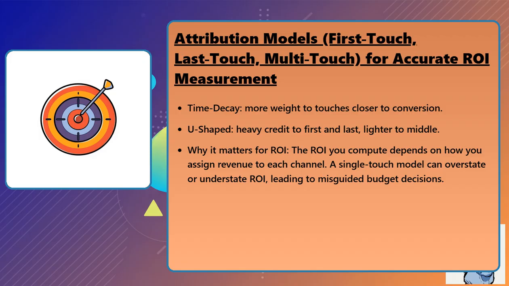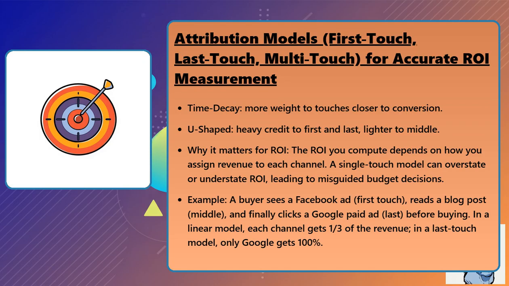Why it matters for ROI. The ROI you compute depends on how you assign revenue to each channel. A single touch model can overstate or understate ROI, leading to misguided budget decisions. Example: a buyer sees a Facebook ad first touch, reads a blog post middle, and finally clicks a Google paid ad last before buying. In a linear model, each channel gets 1/3 of the revenue. In a last touch model, only Google gets 100%.